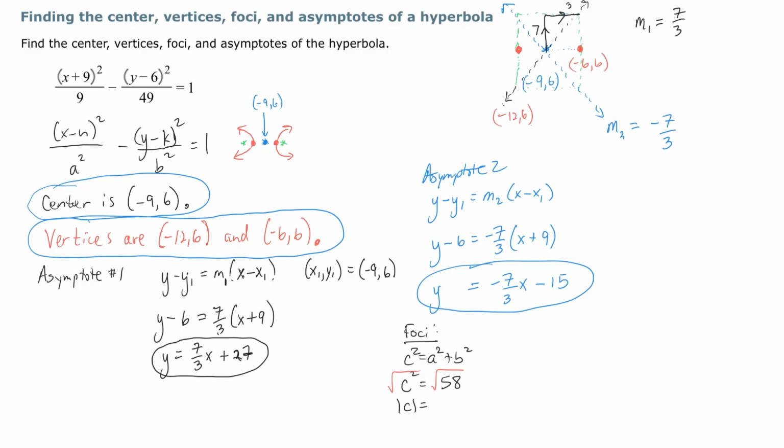58 is not divisible by 4. There's no perfect square in there. So we're just going to say the square root of 58. Now, how do you solve an absolute value equation? c is equal to plus or minus the square root of 58. We also know that c is greater than 0. It's always the distance between a focus point and the center. That means c is really the square root of 58. Make sure you are showing all these steps. I'm going to circle that as if it was a final answer. You're supposed to replicate those steps.